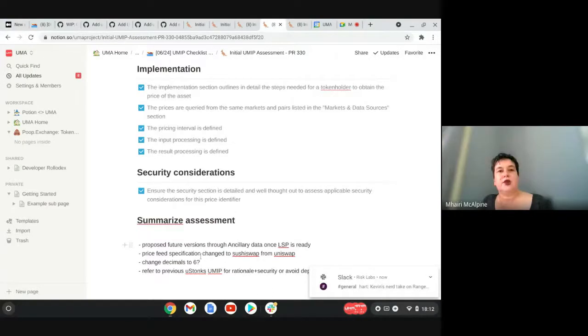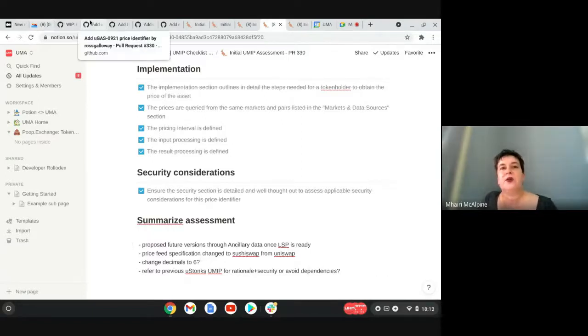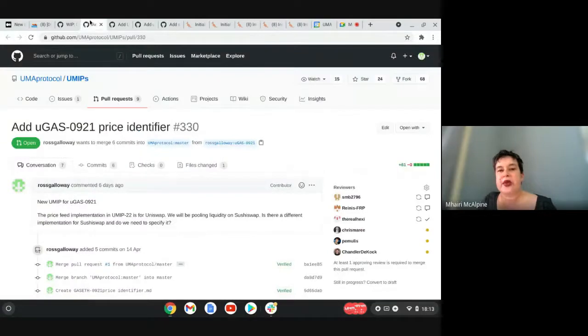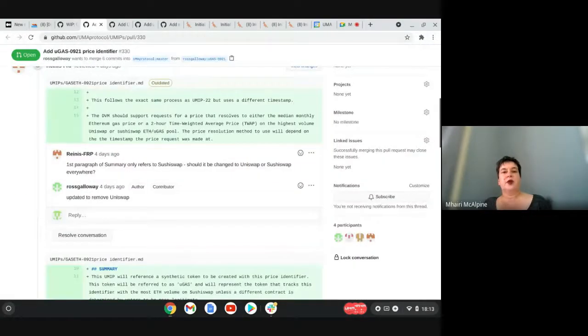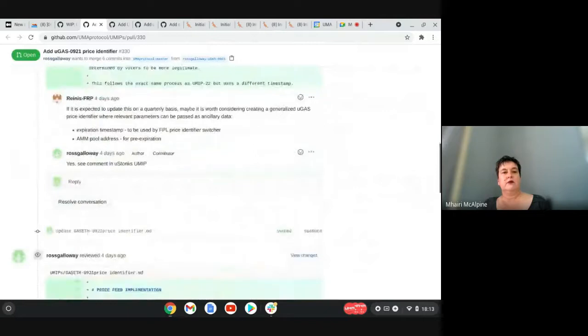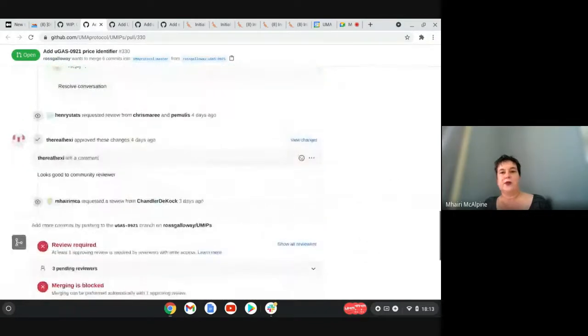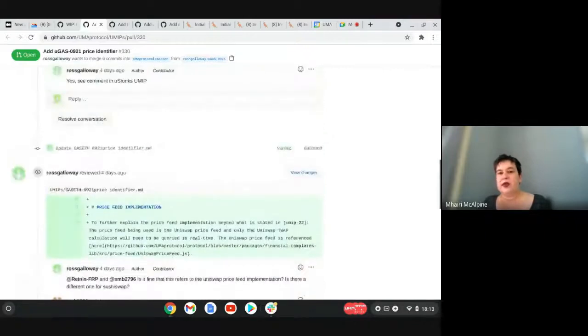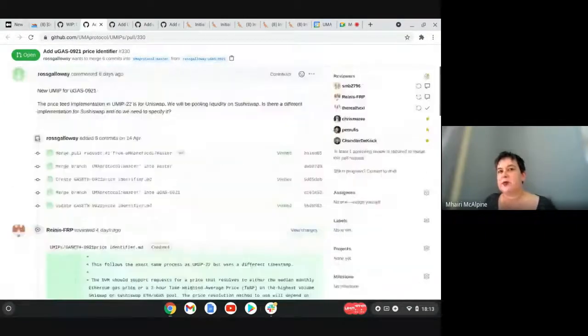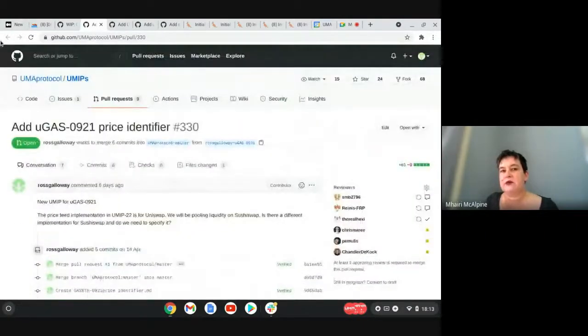I think I've just copied 229 here. But I think the only outstanding issue was, again, the query that he had about Uniswap and SushiSwap. But we've already resolved that, so there's nothing else really substantive in this one. So anyone got any issues that they want to raise with the UGAS update one?